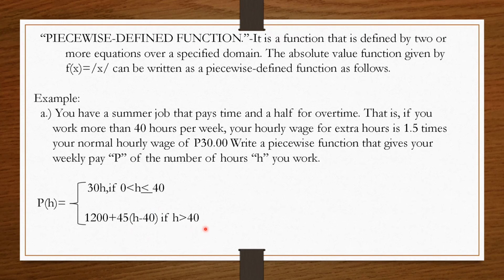And I forgot to mention, 30 is from the 30 pesos, and this 40 is from the 40 hours. 0 is basically 0 hours, and the 1,200 is from the 40 times 30 pesos. So that will result in the 1,200 if you work for more than 40 hours. And the 45 is the 1.5 times the 30 pesos. So that's 45. The H is the number of hours you work. Then the 40 is in the 1,200 already, so it's minus 40.